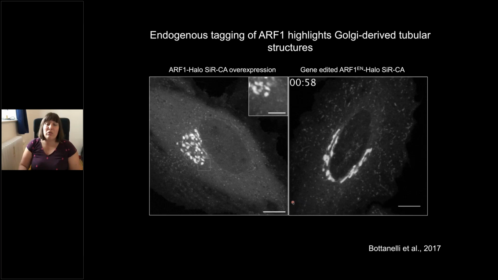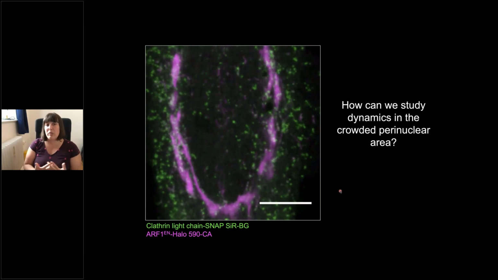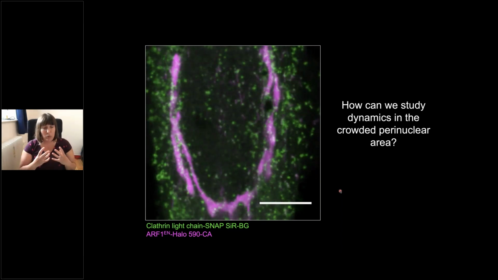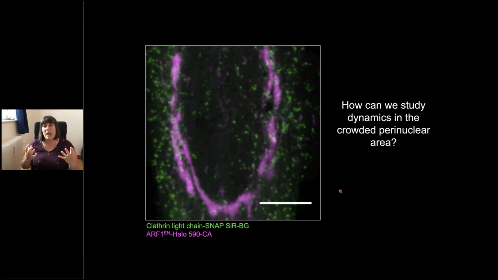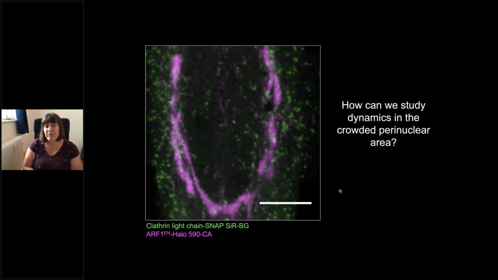However, we set out to try to figure out what these tubules are, which machinery is involved, and which cargoes are contained in these tubules. And we realized that this is not something that you can simply do with confocal microscopy. So this is a confocal microscope. One of our first questions is: is clathrin, a classical coat, involved?